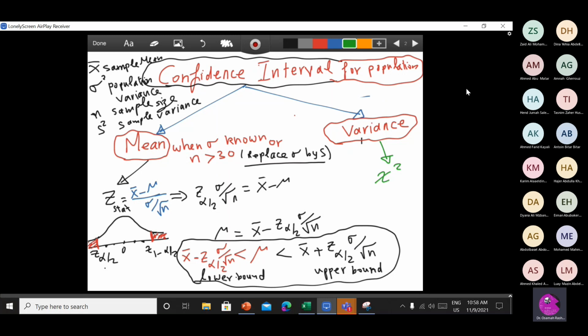So this is the confidence interval. The lower bound of the value of the population mean is this value. The upper value of the population mean is this value, right? So this is what interval means. It means between so and so, right?